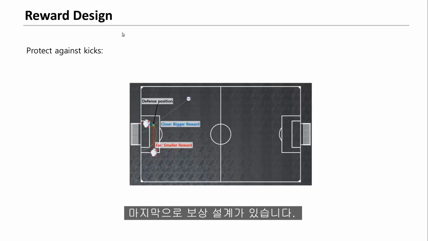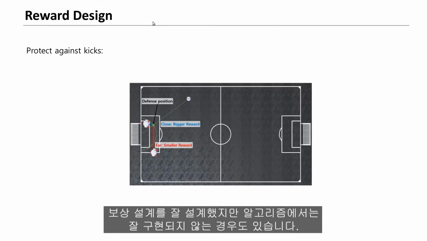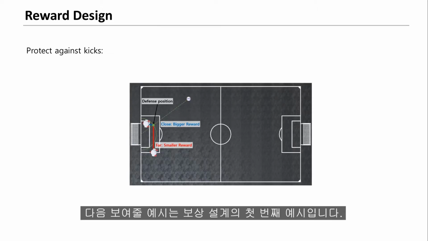And finally, we have the reward design. The reward design is the most important part when developing deep reinforcement learning. It's really hard to get a good reward design to train the robots effectively. Sometimes you get a reward that you think is going to work really well, but when you try the algorithm, it doesn't work as well as planned. So here I go through a little bit of the reward design that we use in our examples.